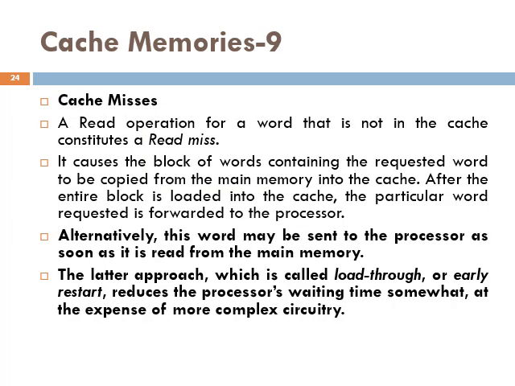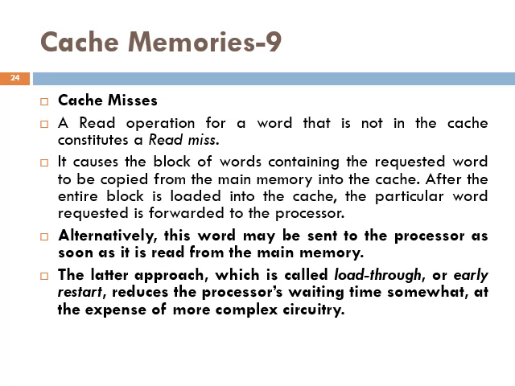Now let us talk about cache misses. A read operation for a word that is not in the cache constitutes a read miss. It causes the block of words containing the requested word to be copied from the main memory into the cache. After the entire block is loaded into the cache, the particular word requested is forwarded to the processor. Alternatively, this word may be sent to the processor as soon as it is read from the main memory. The latter approach, which is called load-through or early restart, reduces the processor waiting time somewhat, at the expense of more complex circuitry.